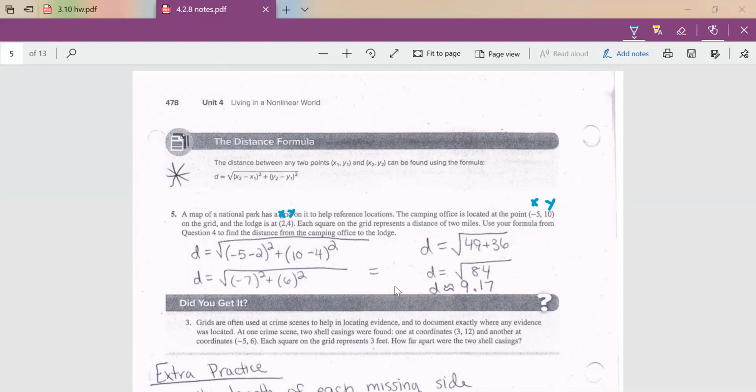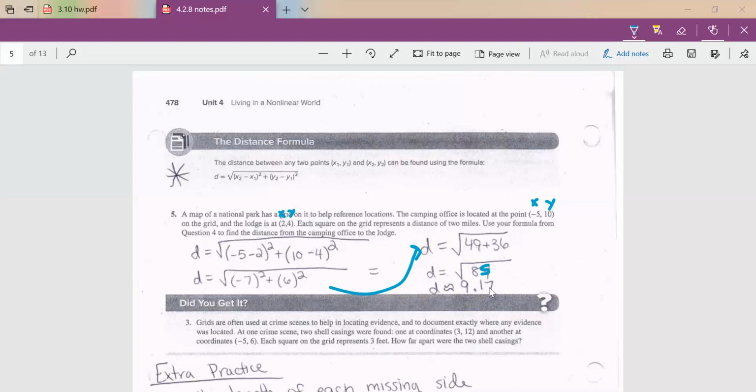Okay, now I'm gonna come all the way up here because I ran out of room. Let's simplify. -7 squared. Remember, we're squaring the negative, so it's gonna be positive. -7 times -7 is 49. 6 times 6 is 36, and please note that we're still all underneath the square root. Then I'm gonna say, okay, 49 plus 36 is 84. Sorry, that should be 85, not 84. So the square root of 85 is approximately 9.17.